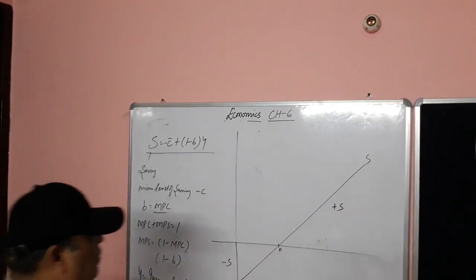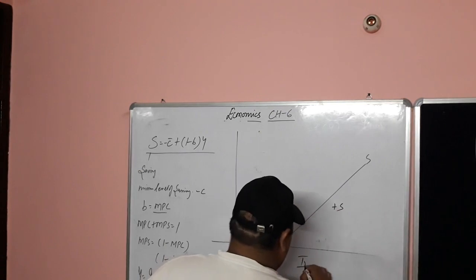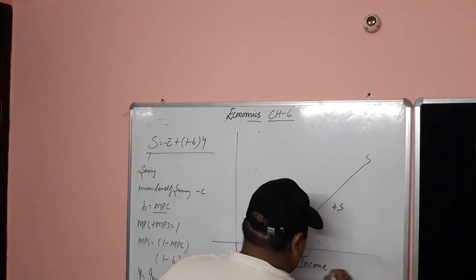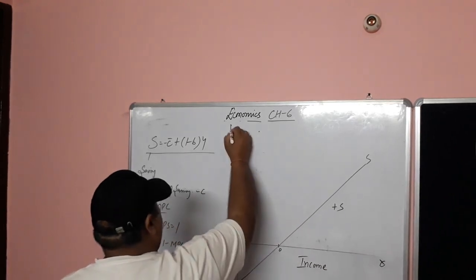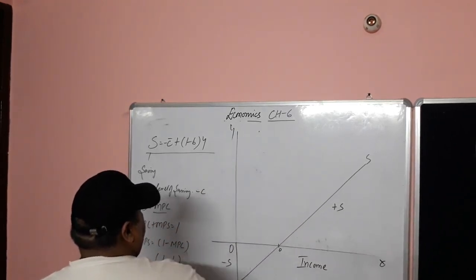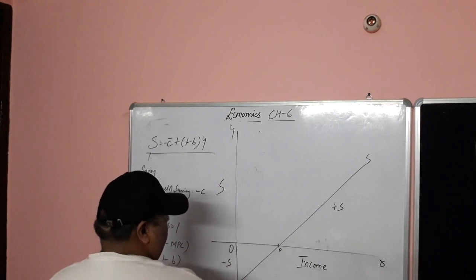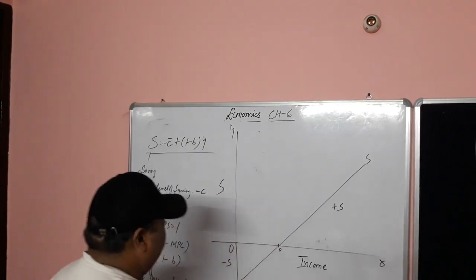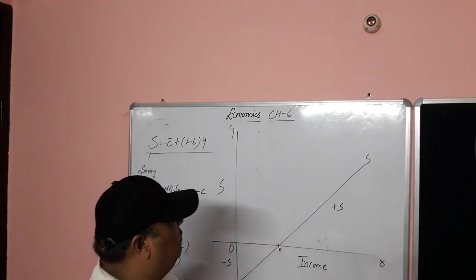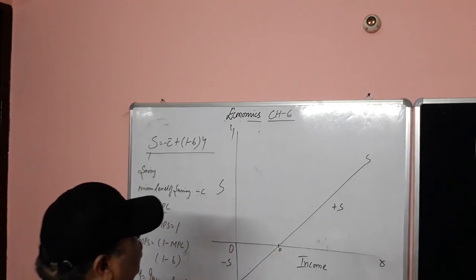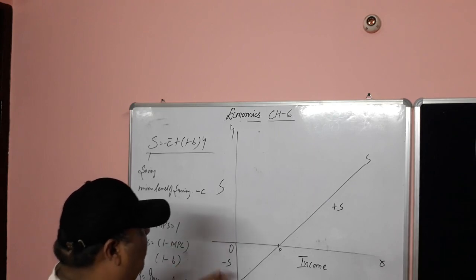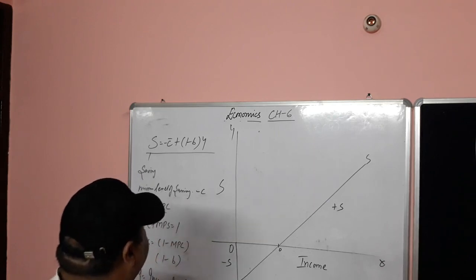So here we take the income on the x-axis, and saving on the y-axis. Your saving is a function of income. When your income increases, you do not consume at the same ratio. After that, saving increases.